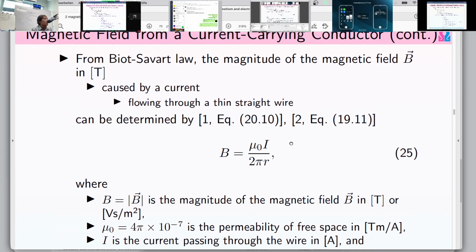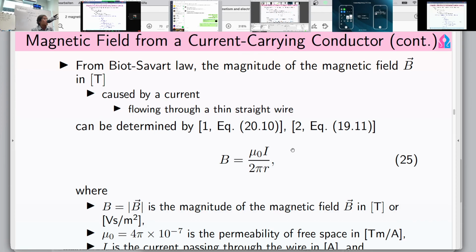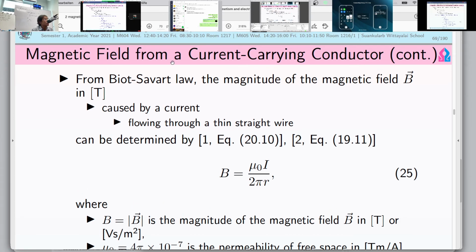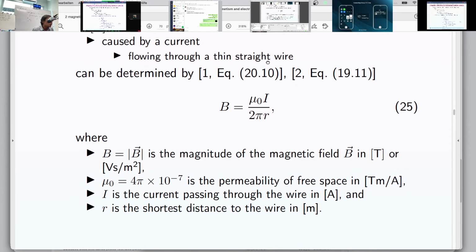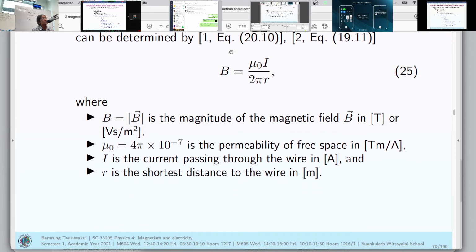Okay, are we alive at the second problem in Biot-Savart law? Which is officially known as the magnetic field caused by the conductor that has current flowing inside. Biot-Savart law is the formula that will tell you how strong the magnetic field is.